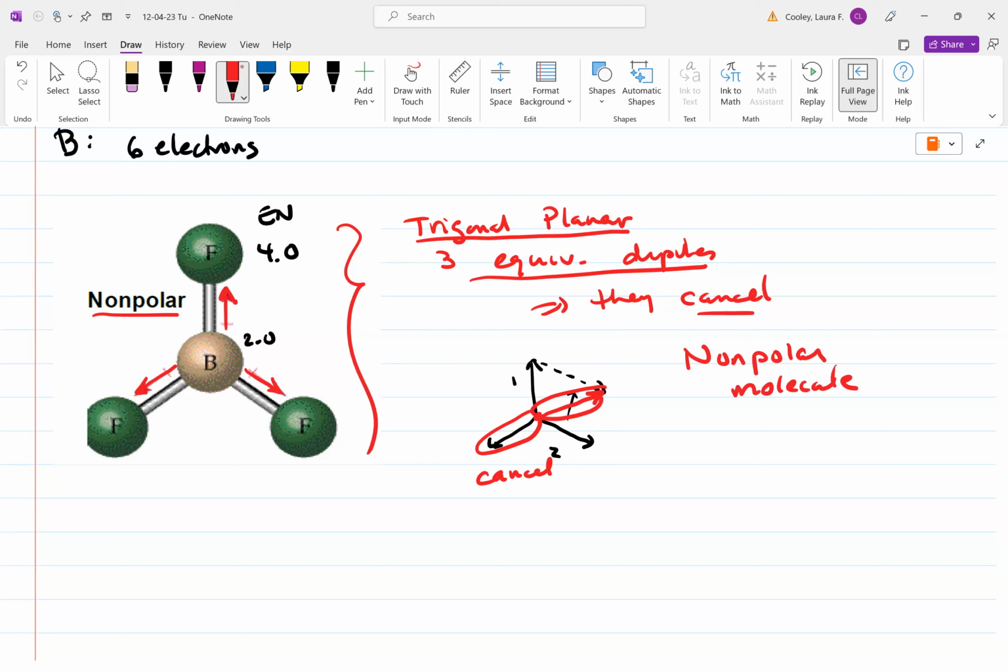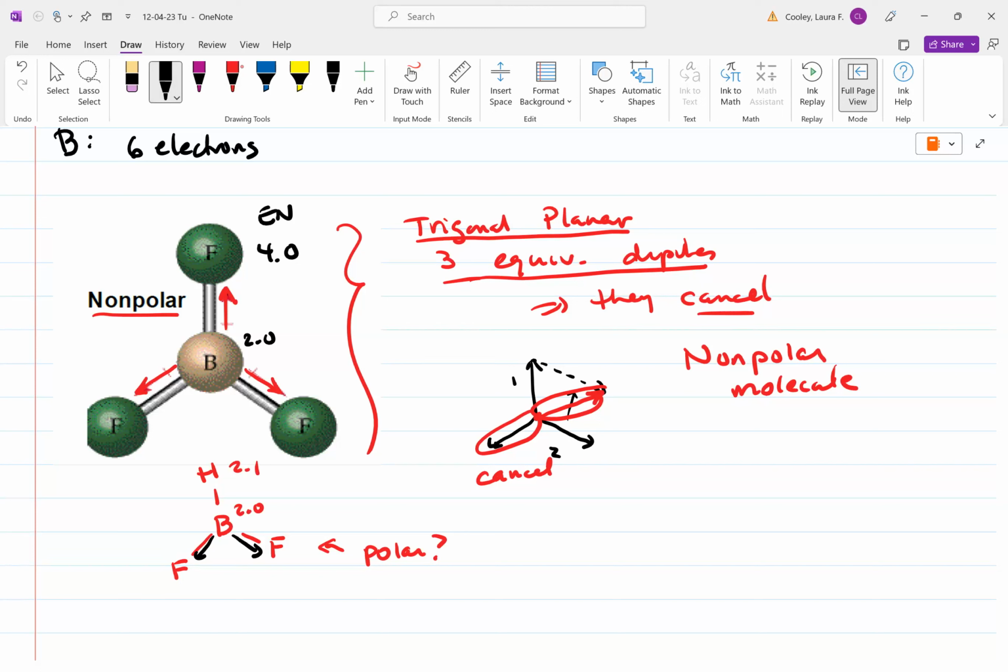Now, let's say you had boron with a hydrogen and 2 fluorines. What do you think about that? Would this be polar? You don't have 3 equivalent dipoles. Hydrogen is 2.1, boron is 2.0. That's not even a polar bond, so you only have 2 arrows now.